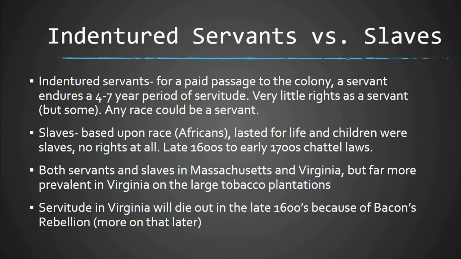Slaves had no rights at all. In the late 1600s and early 1700s, chattel laws further defined the property aspect of slaves. There were both servants and slaves in Massachusetts and Virginia. However, it was far more prevalent in Virginia on large tobacco plantations. Servitude in Virginia will die out in the later 1600s because of Bacon's Rebellion, which I keep teasing, and I promise it is just around the corner.